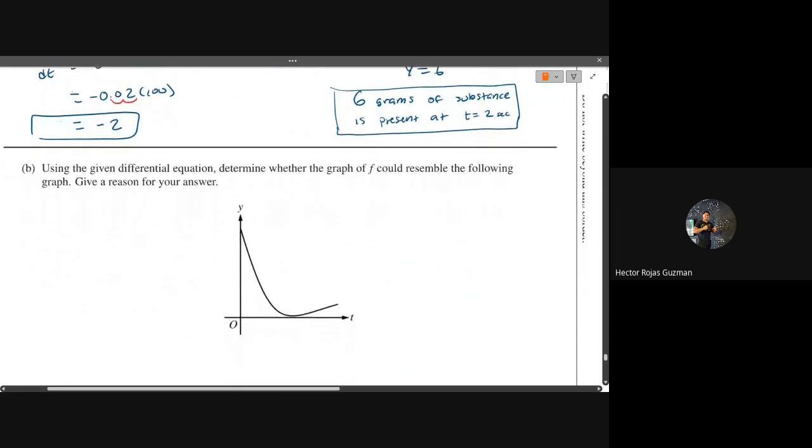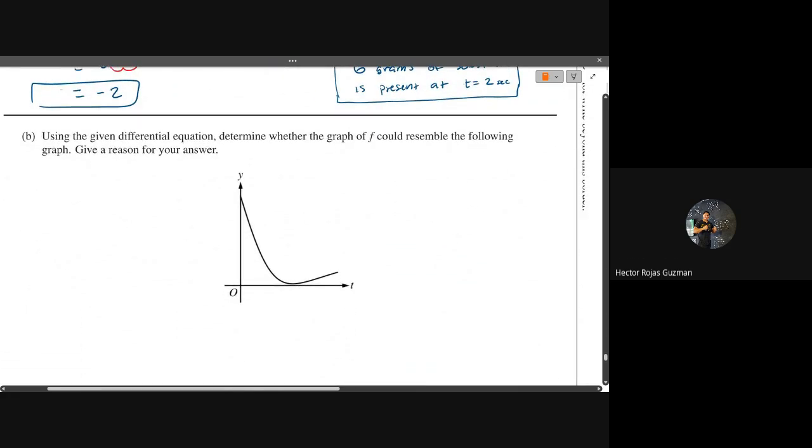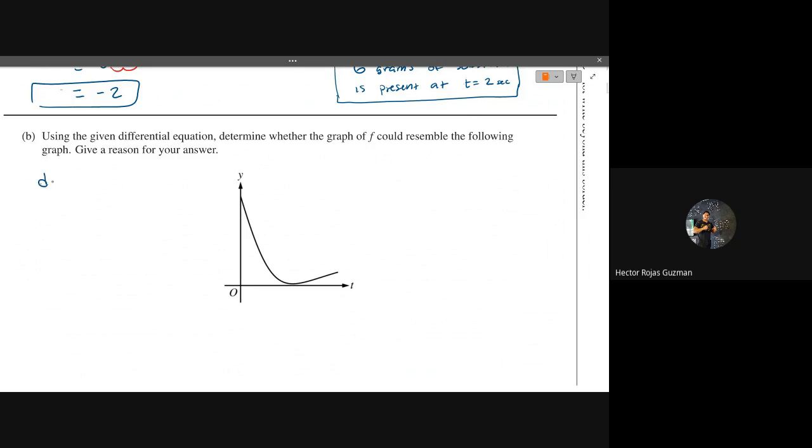B. Using the given differential equation, determine if the graph of f could resemble the following graph. Well, we don't know what the graph of f is, but we know that dy/dt is equal to negative 0.02 y squared, not t, y squared. Now, my slope is only dependent on the y value, right? Not the seconds, just the y value. And it doesn't matter what we plug in for y.